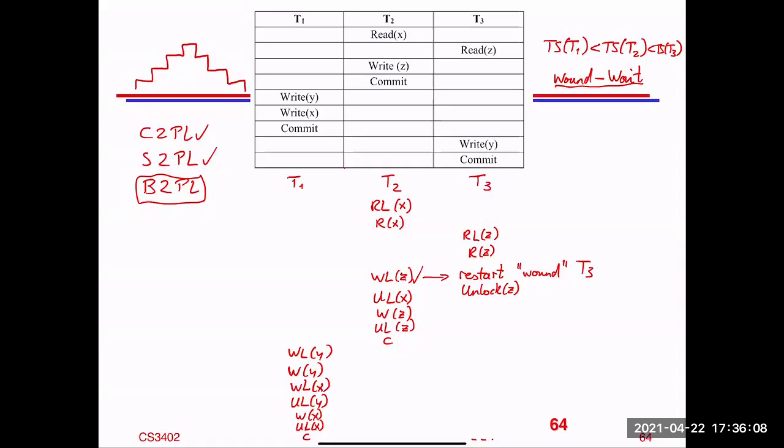Okay, so each transaction can only have a growing phase and then a shrinking phase. But that doesn't mean that if you look at these operations in one global fashion, there's a single global growing phase where we only acquire locks and then a single global shrinking phase. That's not necessarily true.